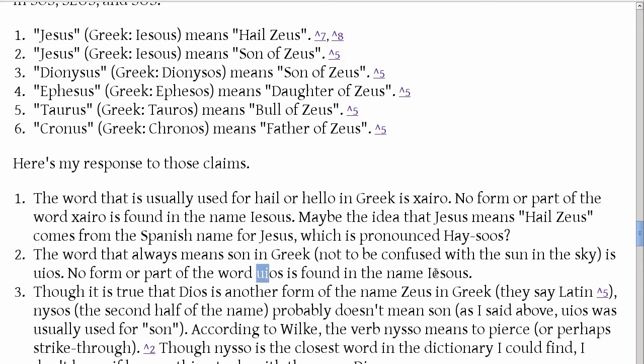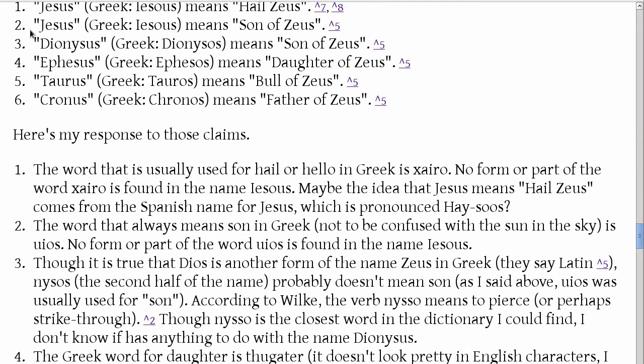This is the root. This is the root, I believe, in Iesus. This is the ending, because, like I said, the O is swallowed up by the OU. So this is the original root, and huios doesn't fit anywhere in Iesus at all, just like chairo doesn't fit anywhere in Jesus.